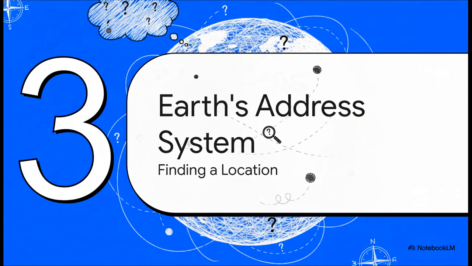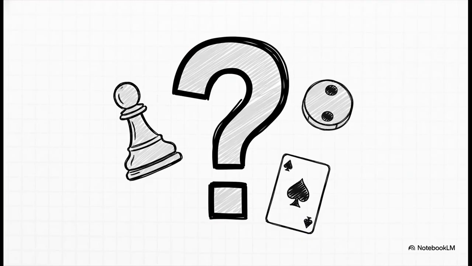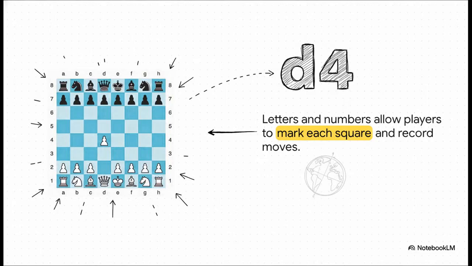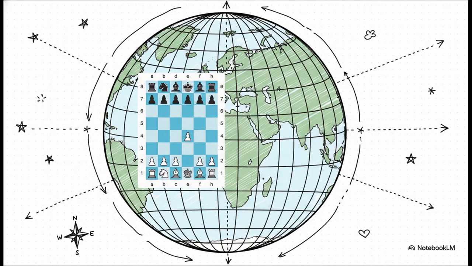Okay, great. So the globe solves the distortion problem, but it kind of creates a whole new one. How in the world do you give a precise address for one tiny little spot on this big, giant sphere? The answer is actually incredibly clever, and the best way to understand it is to think about a game you already know how to play. Take a look at a chessboard. Any square on this board can be identified instantly and with zero confusion using a simple coordinate system, a letter and a number. For example, this pawn right here, it's on D4. Simple, precise, unique.